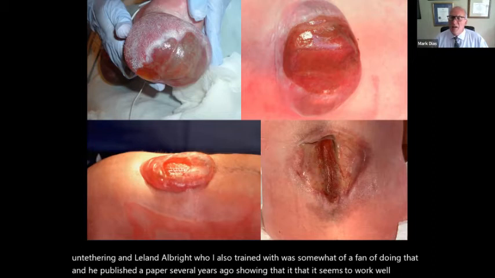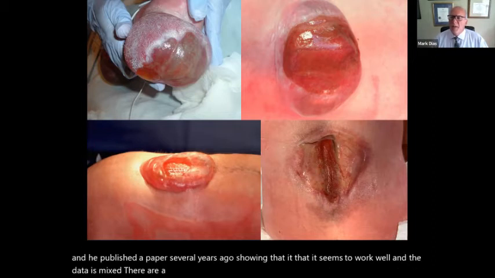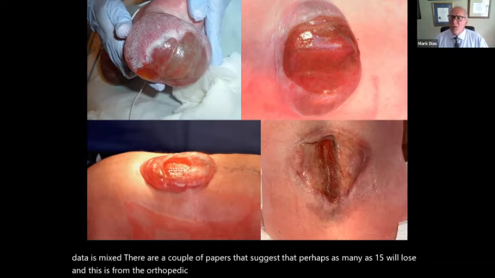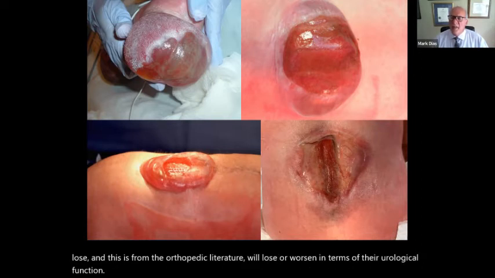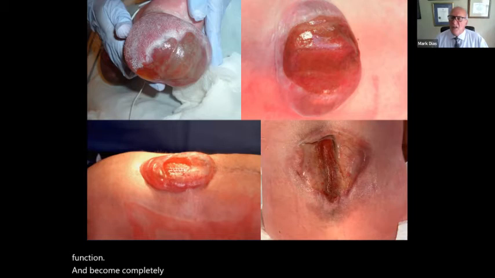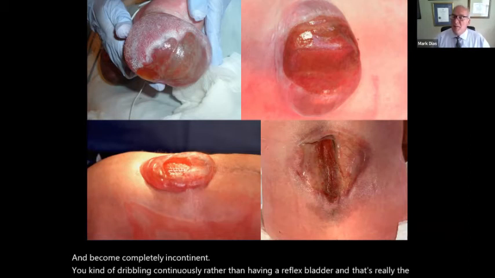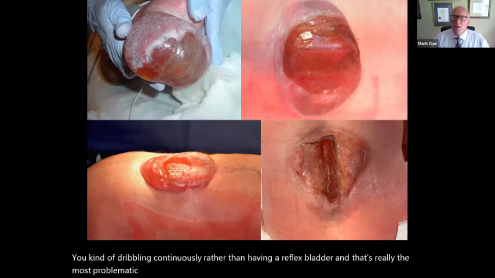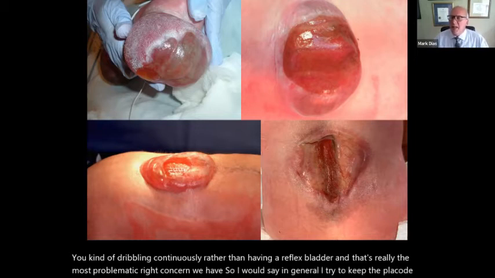The data is mixed. There are a couple of papers that suggest that perhaps as many as 15% will lose, and this is from the orthopedic literature, will lose or worsen in terms of their urological function and become completely incontinent, kind of dribbling continuously rather than having a reflex bladder. And that's really the most problematic concern we have. So I would say, in general, I try to keep the placode intact and not cut it off.